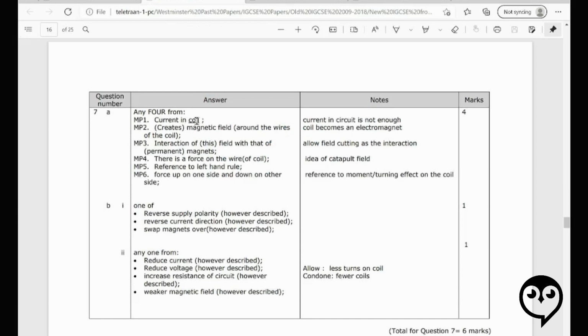So, how do we get this thing to spin? There's a current in the coil, we said. The magnetic field around the wires in the coil interacts with that of the permanent magnets. There is a force. Yep. And reference to the left-hand rule. So you could talk about the left-hand rule. Force on one side, down on the other makes it rotate. Good, that's what I'd said.